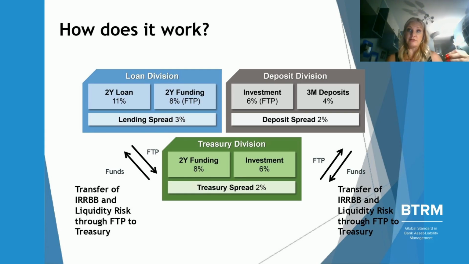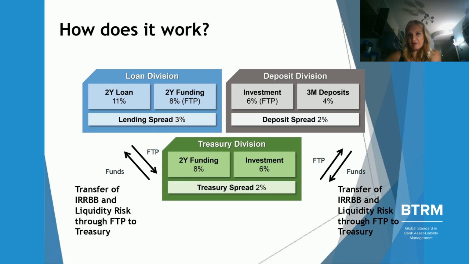So this asset unit will be charged FTP rate by ILM, by the central unit, let's call it central unit, for liquidity, because they are using liquidity of the bank for 2 years. They have to pay for this. There is no free meal in FTP.